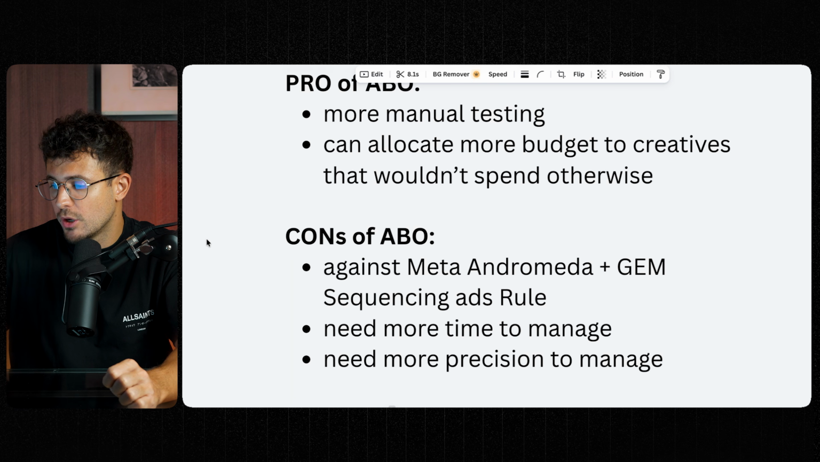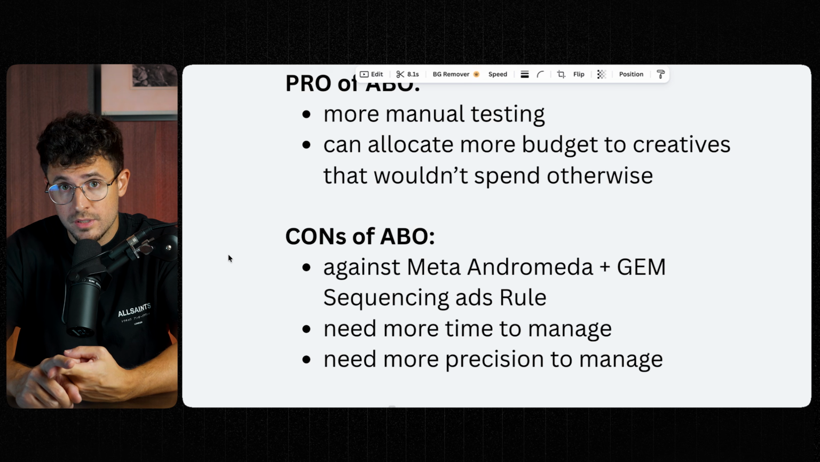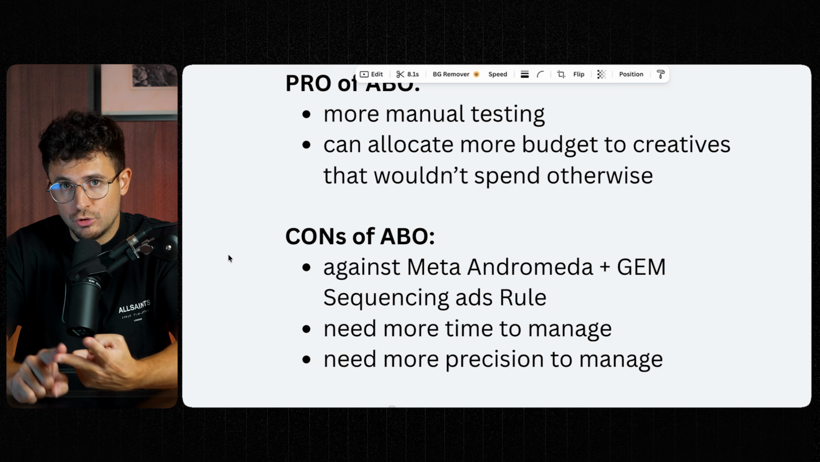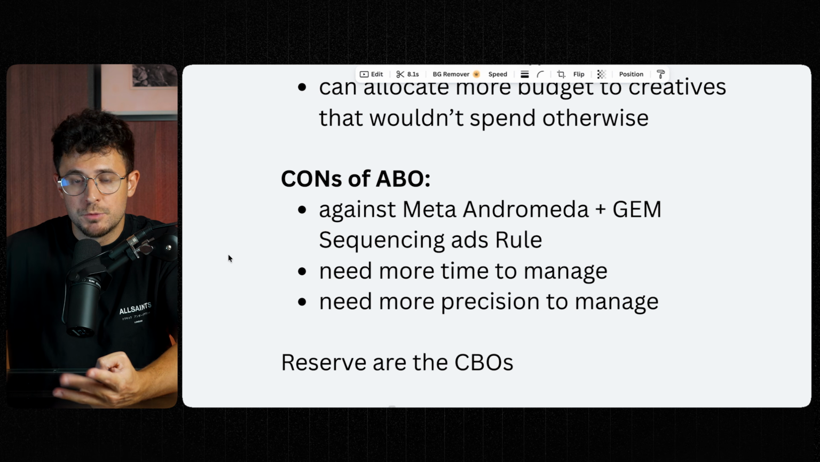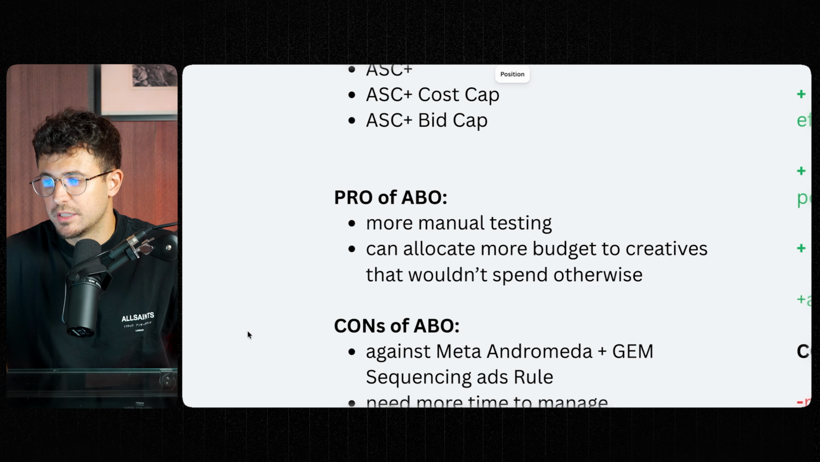Well, the cons of the ABO setup is that it goes against Meta Andromeda, because you optimize single ads and not ad sequences when you look at the creatives or the ad set level. You need more time to manage everything, because you need to look at all the different ad sets inside the campaign, and you need more precision to actually manage, because if you miss something, everything is going to collapse. And then when it comes to CBO, everything is basically reversed.